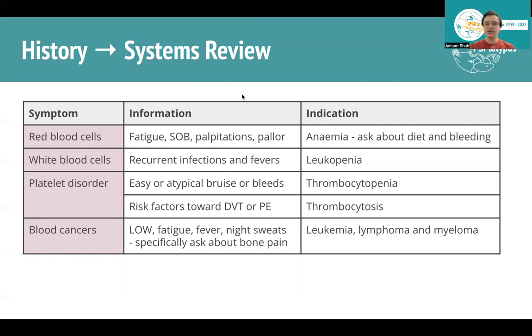Then you've got platelet disorders. In this one, I think it's important to consider whether they have too little or too many. If it's too little, we call it thrombocytopenia, and this is quite simple. If you don't have enough platelets, you're not going to be able to coagulate or form your clots. So you're going to have very easy bruising or bleeding, or you might have some signs of atypical bruising or bleeding. This can be like gum bleeding, which is not really common.